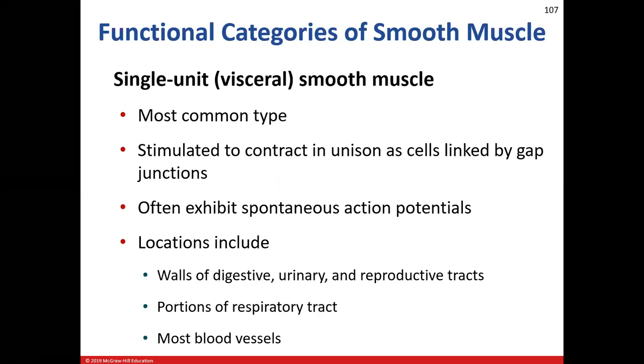With a single unit or visceral smooth muscle, this is the common type of smooth muscle. It's going to be stimulated to contract in unison as the cells are linked by gap junctions. So again, we're seeing this contraction as a complete unit. Due to the pacemaker action and some of the self-excitatory components, we're often going to see some spontaneous action potentials within them. The locations of our visceral smooth muscle, or single unit smooth muscle, include the walls of the digestive, urinary, and reproductive tracts, portions of the respiratory tract, and most of our blood vessels.